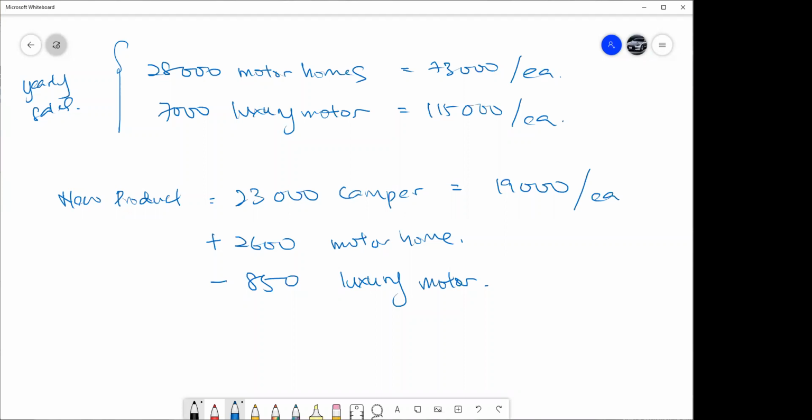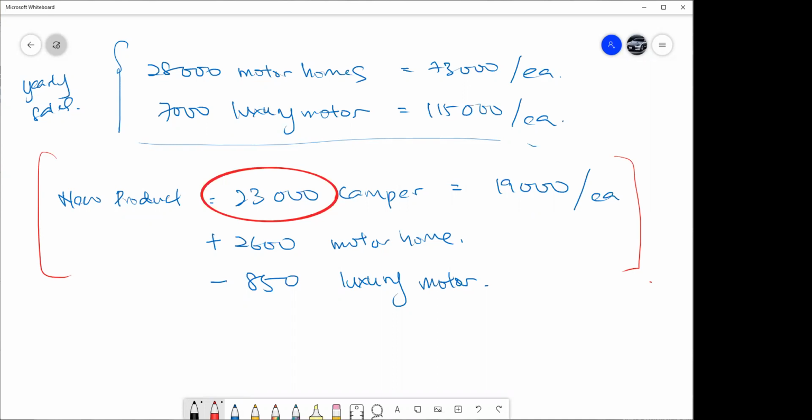Okay. Look at this, guys. So this is the previous sales. Now, the company introduced a new product already. This new product is estimated to sell 23,000 units, 19,000 each. Okay. At the same time, on top of these yearly sales, with this new product introduced, it will increase motorhomes by another extra 2,600 units. So each unit is sold at 73,000 each.